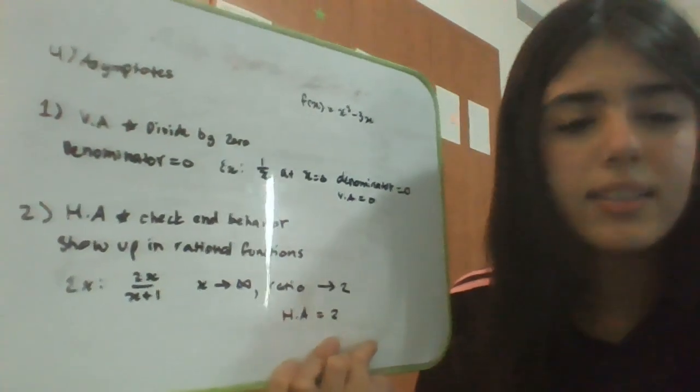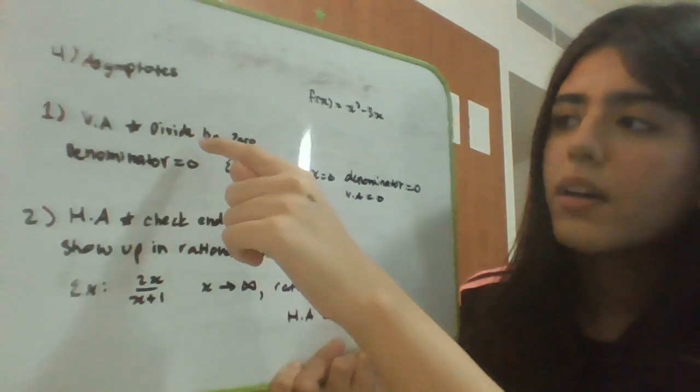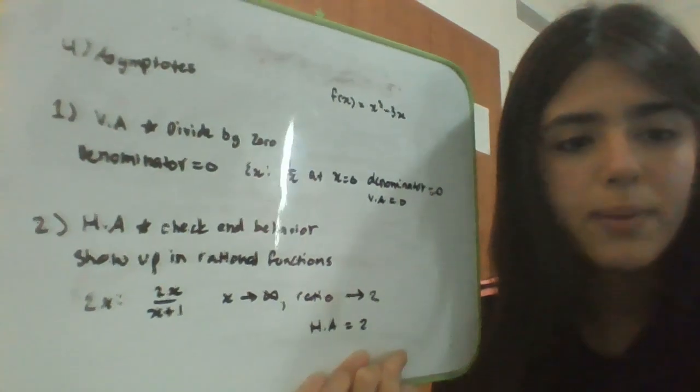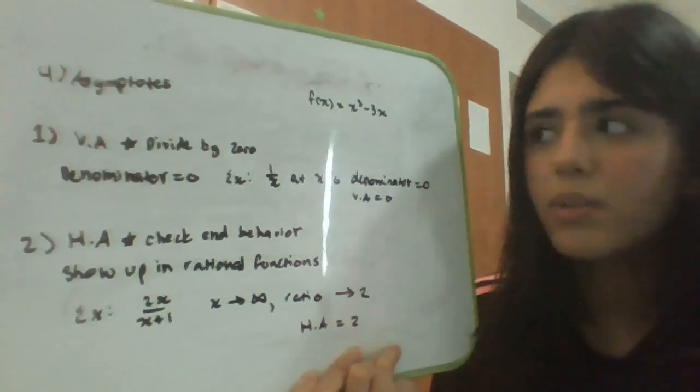I made a mistake when I was explaining vertical asymptotes. When you divide by 0, you won't get 0. It's going to be undefined. That makes it your asymptote. When it turns undefined, that will make it your asymptote.